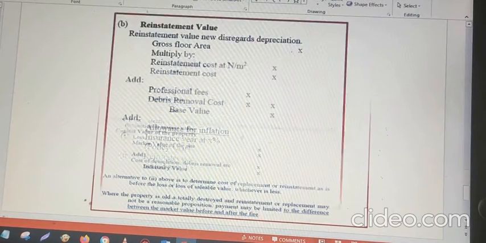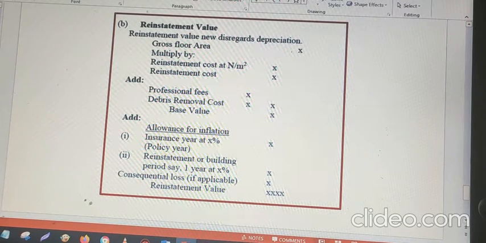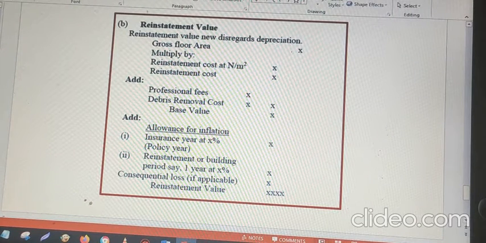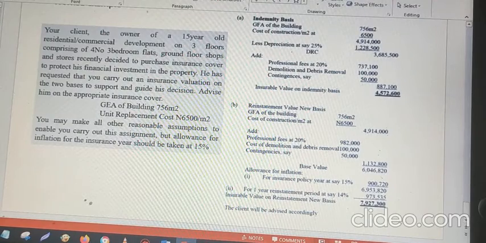B. Reinstatement value. Reinstatement value new disregards depreciation. Gross floor area X multiplied by reinstatement cost at N per m2 X, reinstatement cost X, add professional fees X, debris removal cost X, base value X, add allowance for inflation: 1. for insurance policy year at X% X, 2. for reinstatement or building period, say 1 year at X% X. Consequential loss, if applicable, X. Reinstatement value XXXX.